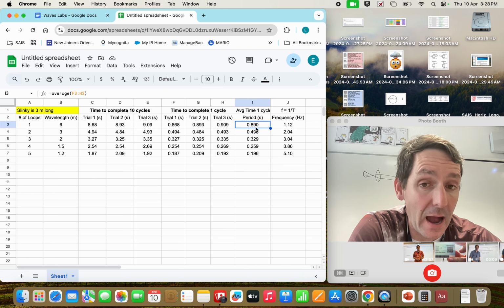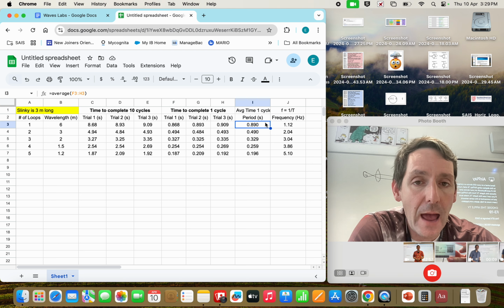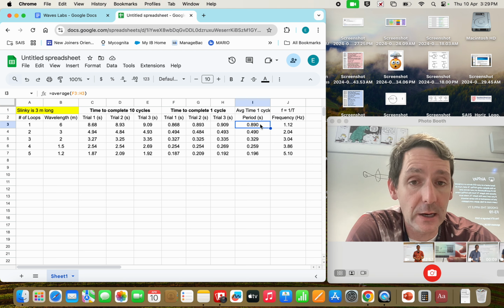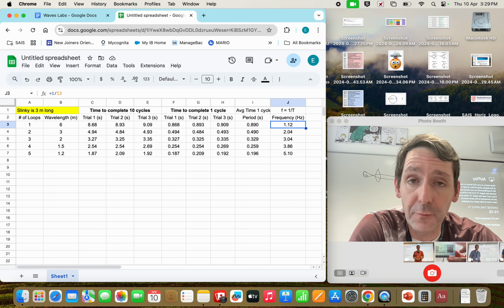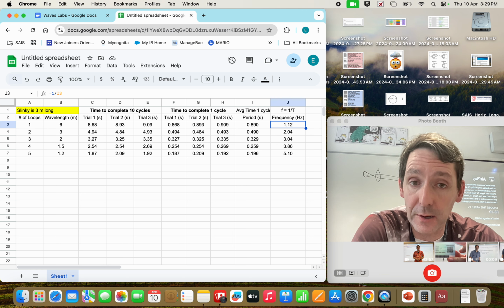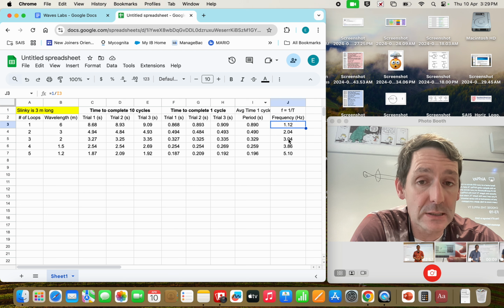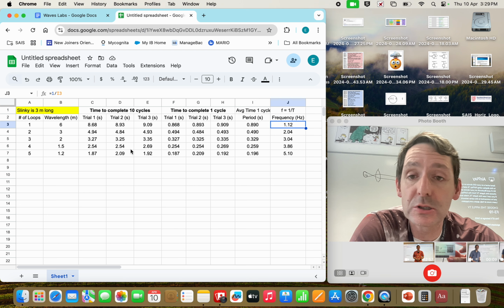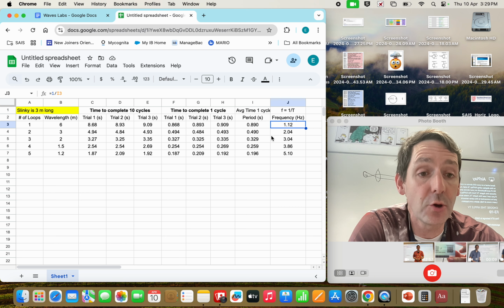And then I got the average. I added those three things together and divided by 3. And then I used that period to get the frequency. Remember, frequency is 1 over period. And so I was able to get the frequency in hertz. I've got all my units here. Everything's very clearly labeled, so it's easy to follow along if you know what was happening in the lab.